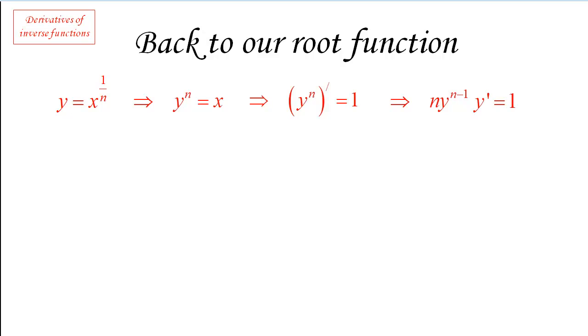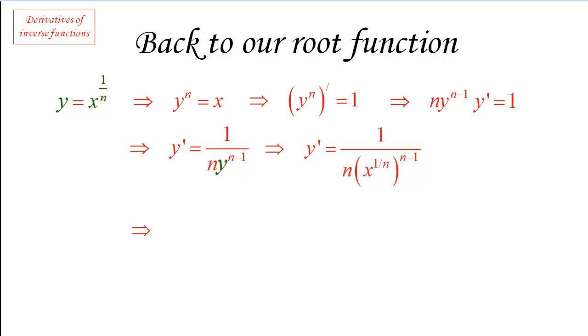And remember, as I showed you in the general thinking that we used for this technique, now we have y prime all by itself. So we're going to isolate it. So y prime is going to be equal to 1 over n times y to the n minus 1. Remember, the trick now is the fact that we know what y is. y is x to the power 1 over n. So all we have to do is substitute it in. And now from here on we're done. It's just a matter of a bit of basic algebra with exponents.